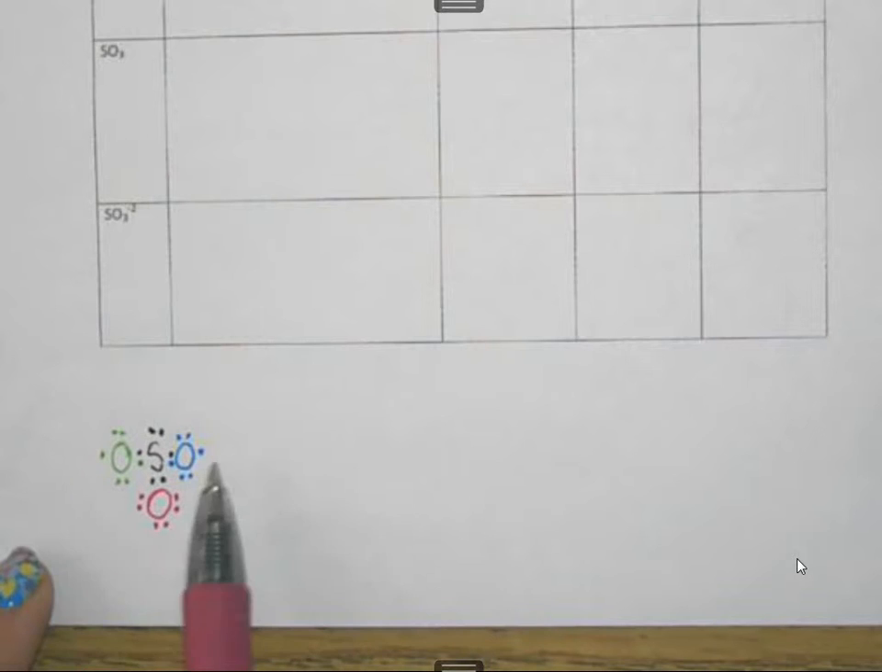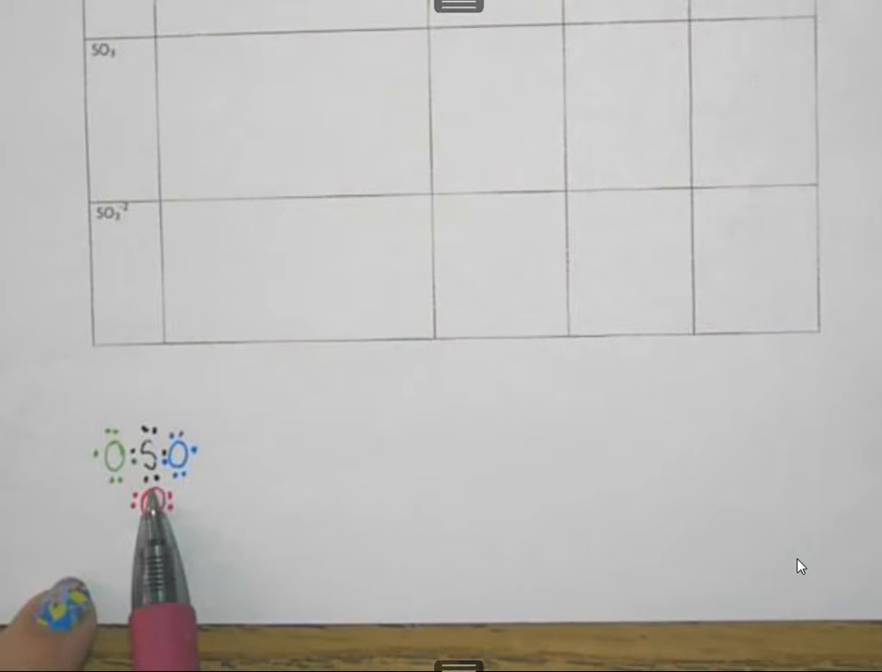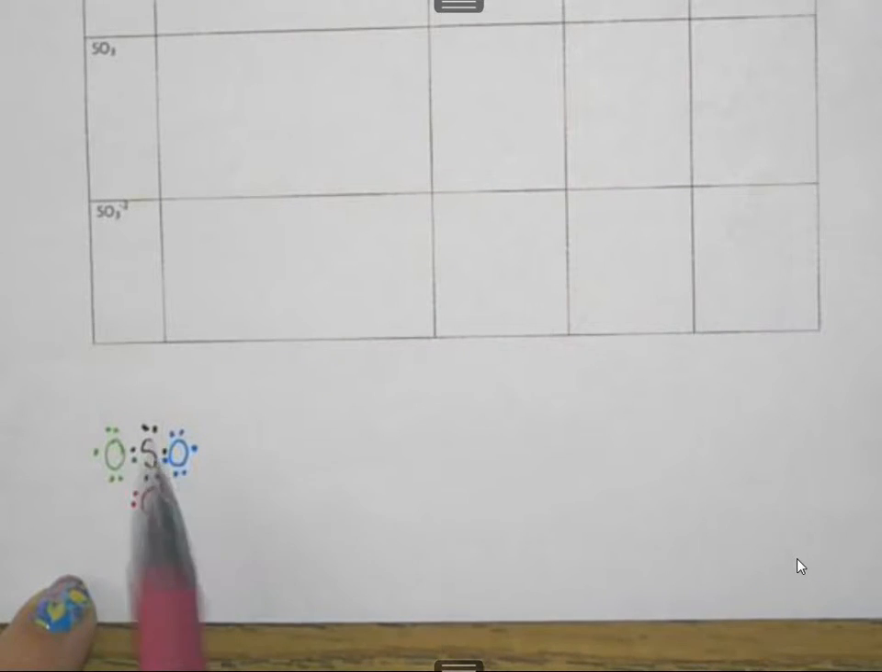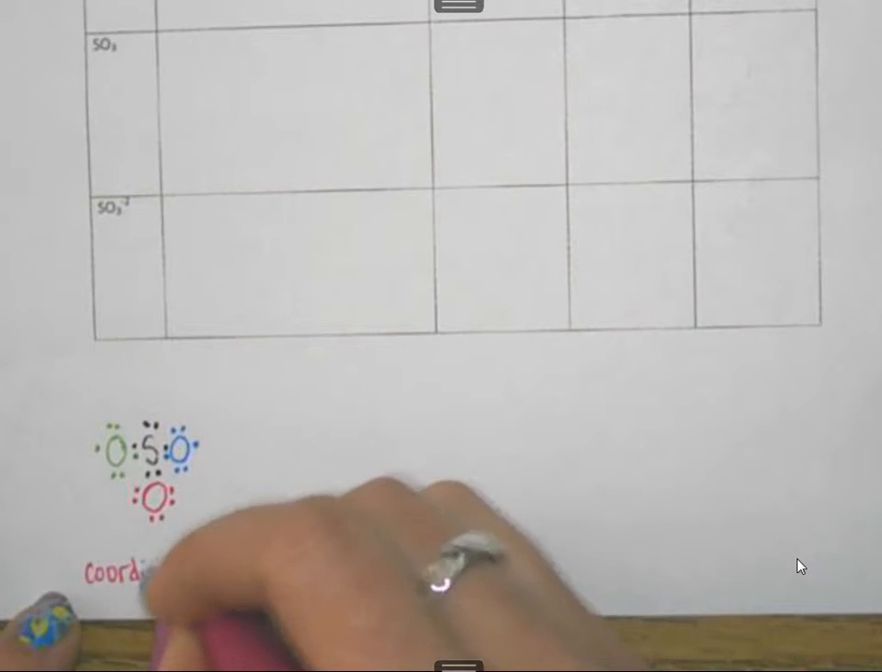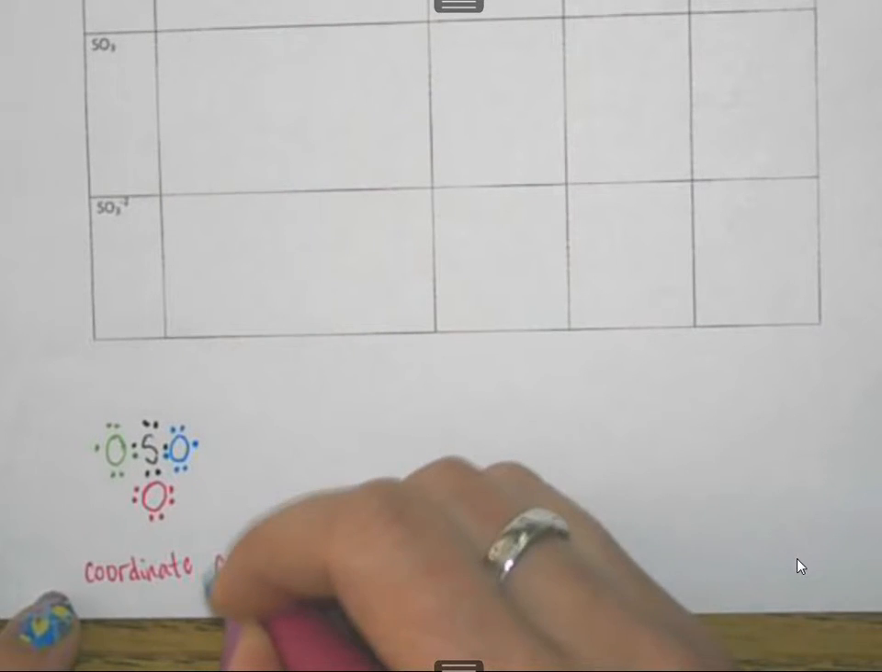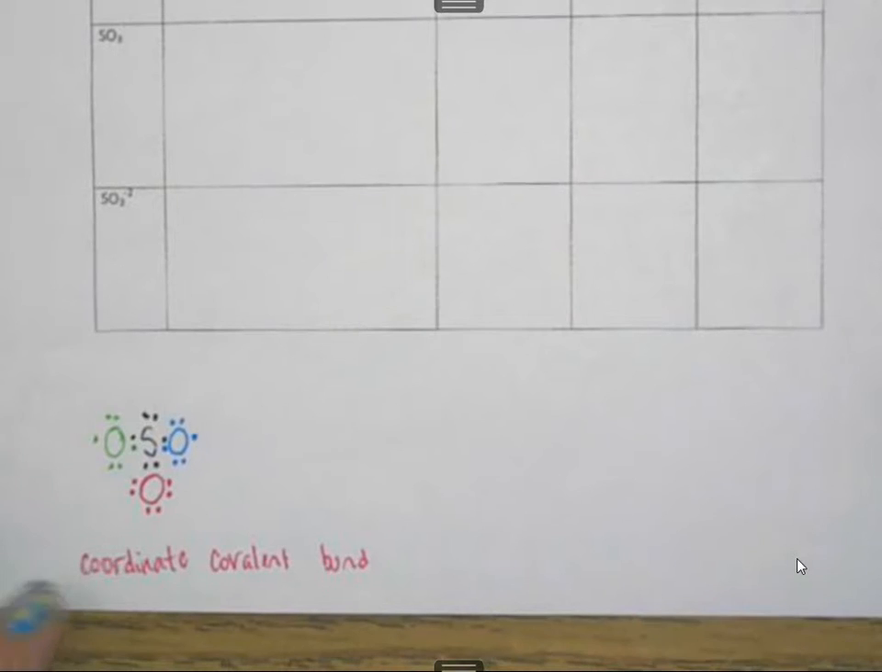And in every other bond that we've made so far, one electron from each of the atoms is contributing to the bond. What's different about this one is that both of the electrons in the bond are coming from the same atom instead of one of each. There is a name for this. It is called a coordinate covalent bond.